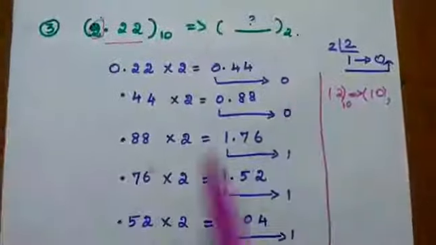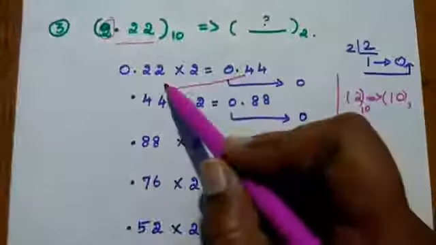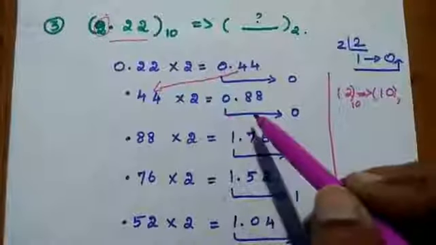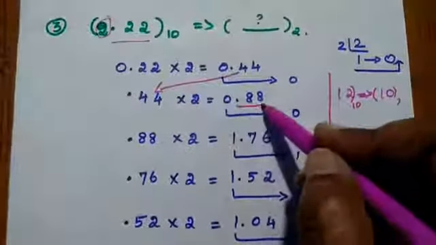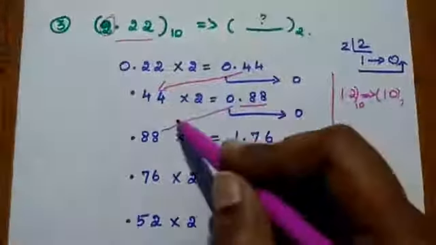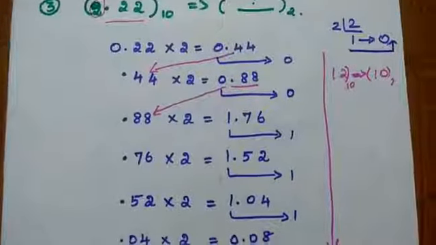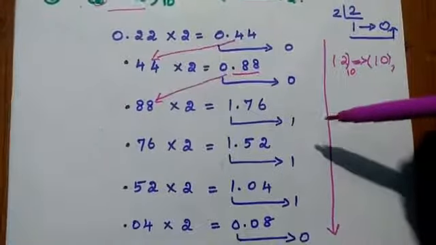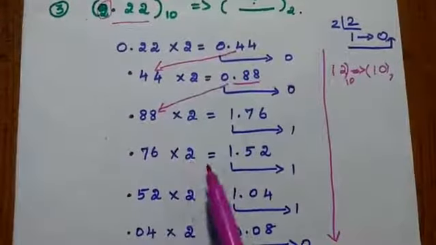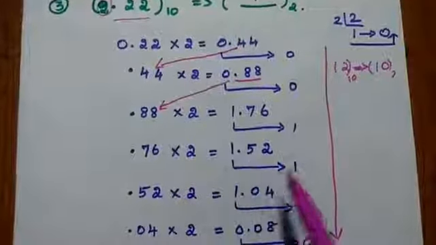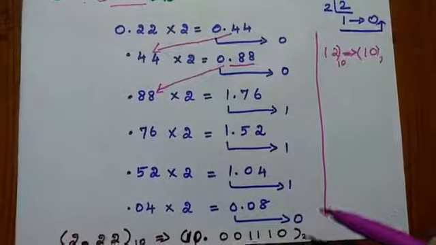We can take this 0 here and we can take this 0.44 and multiply that value by 2. We can get 0.88. Here again 0. Then we can take this fractional part over here. So 0.88 into 2 is equal to 1.76. We can take this 1 to the side and move on with this 0.76 and multiply by 2. We can get 1.52. Take this 1 and we have to multiply up to a certain level.